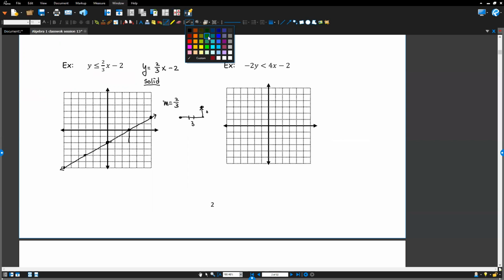And where is the solution set? Less than means lower than the graph. Below the graph, that is the solution set.